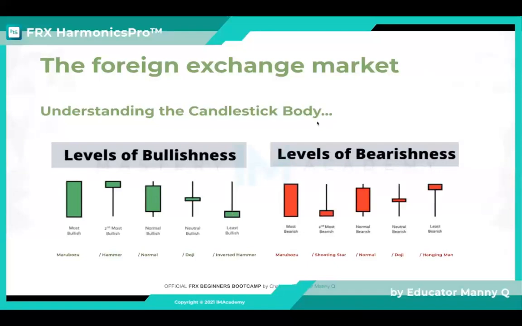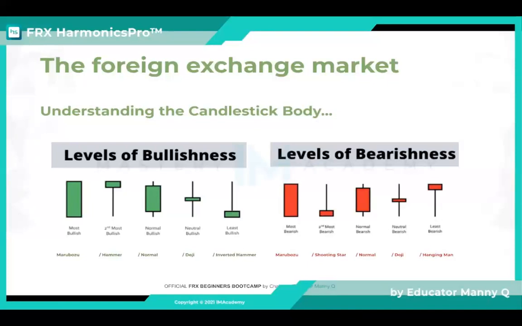All right. And the same is true with levels of bearish. So you have the bearish Marubozu candle, or I like to call it the marble candle. You have the shooting star, the normal candle, the bearish doji, and then the hanging man. All right. So these are going to be the 5 types of candles that you'll commonly see within an uptrend or within a downtrend. And this is what it's signifying to you in the market.